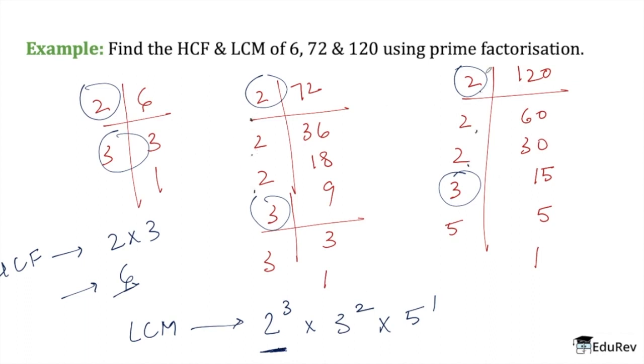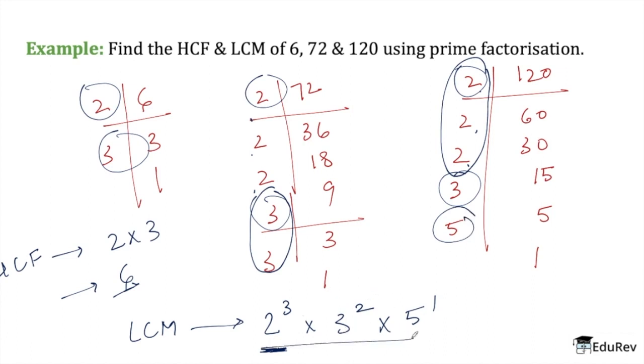Alright, so in one of this, 2 is at max how many times? 3 times. So 2 to the power 3 into 3 is how many times at max? 2 times. 3 times 2, and 5 is how many times at max? 1 time. So 2 to the power 3 into 3 to the power 2 into 5 to the power 1.